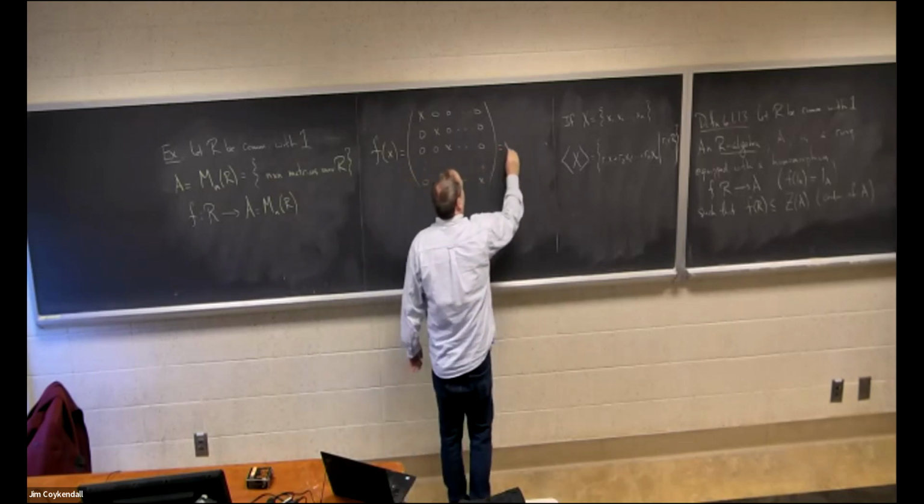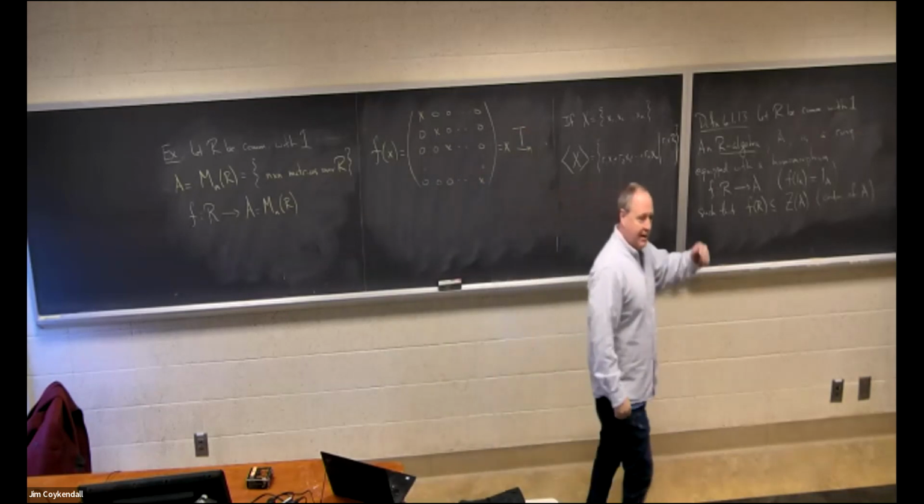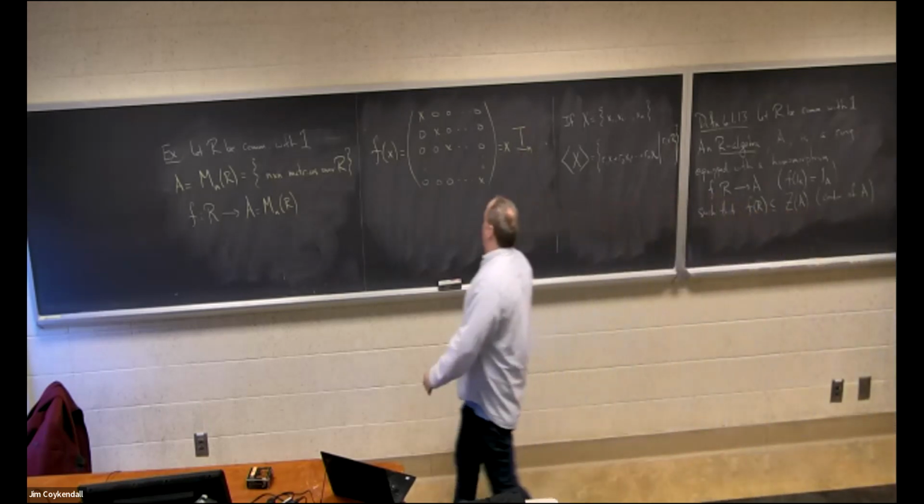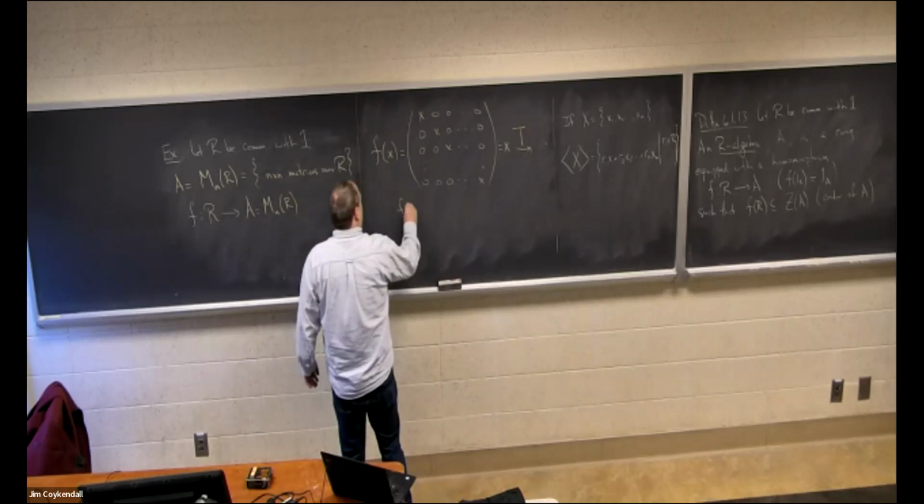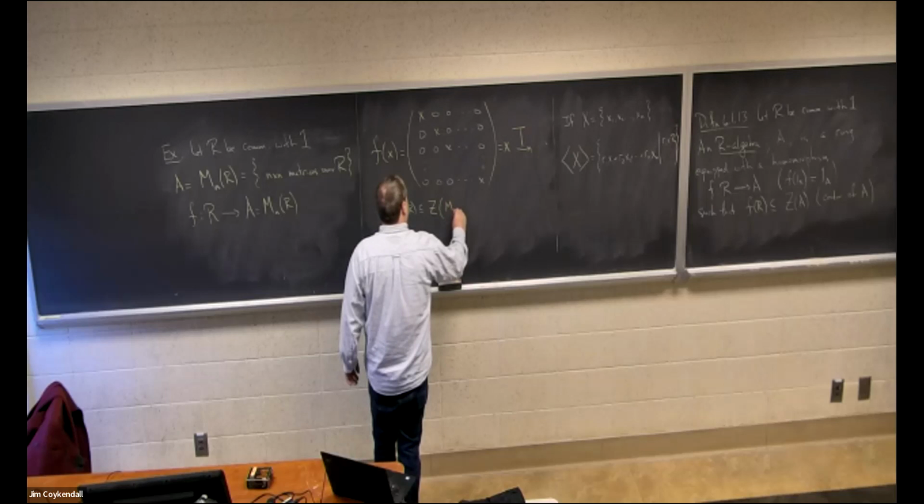Which is, if I had been smart, I would have written it this way, where I represents the n by n identity matrix. Right? Notice that F of R is contained in the center of M_n(R).